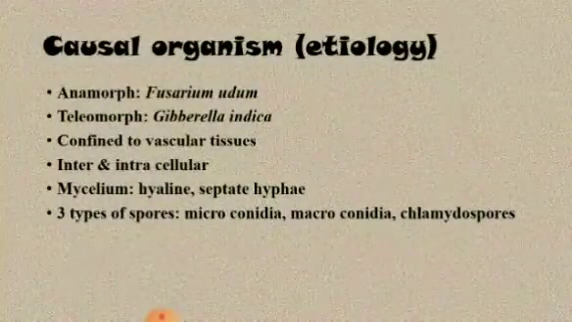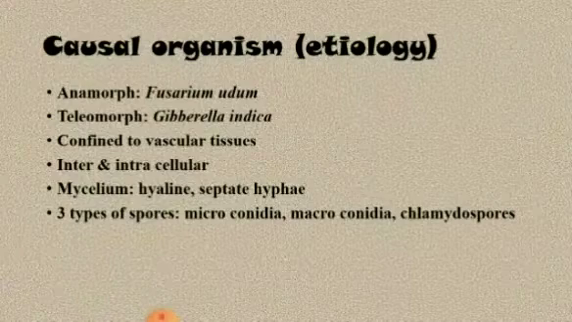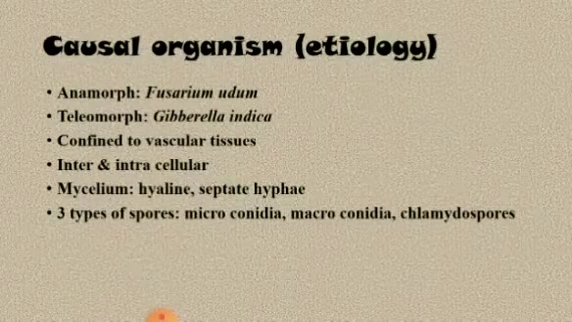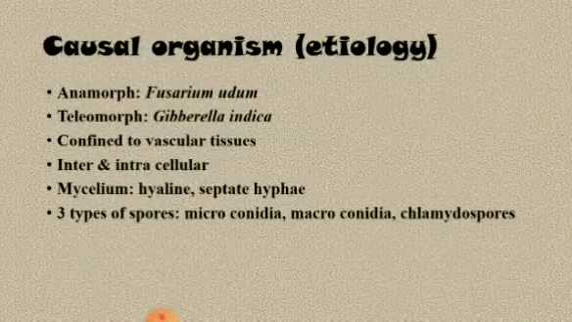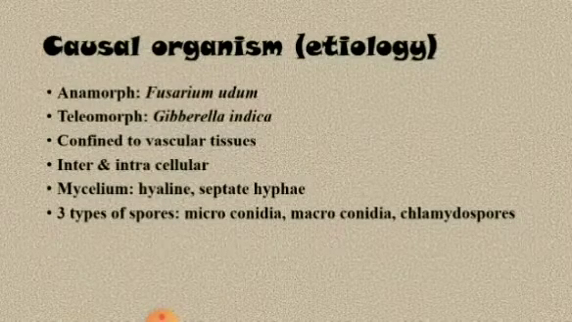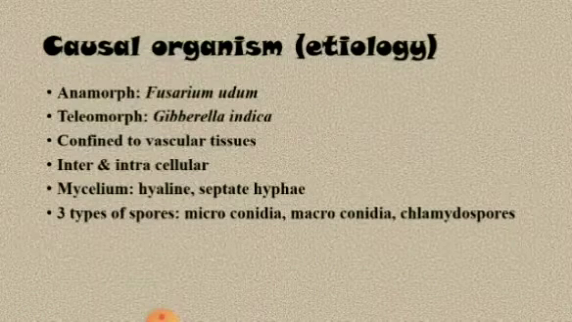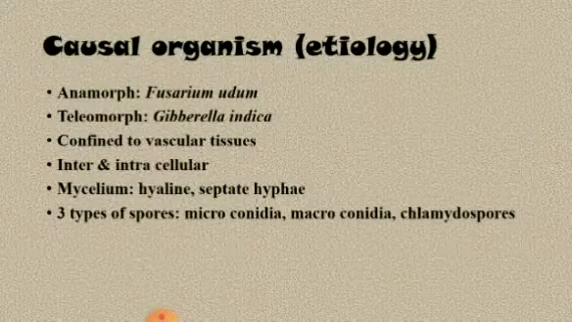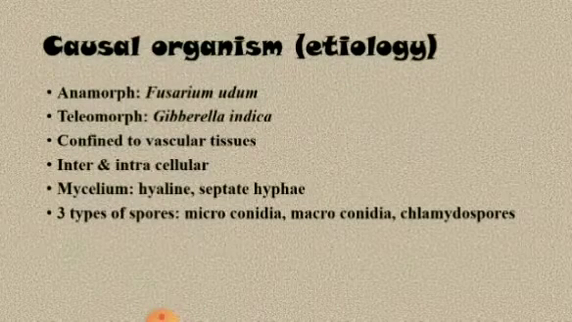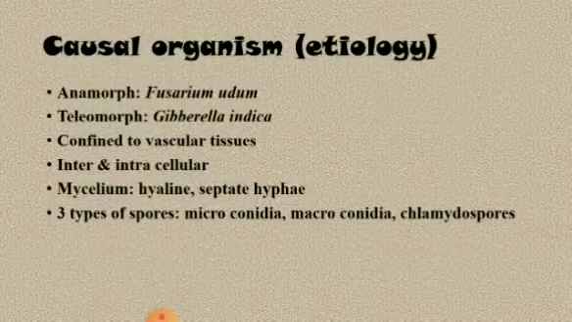Now we will be talking about etiology. Earlier, the teleomorph of Fusarium was not known and they were grouped under Deuteromycetes. But now their teleomorph is known and we group them under Ascomycota. The teleomorph here is Gibberella indica. They are confined to vascular tissues, that is, they infect xylem vessels. They can be intracellular or intercellular. The mycelium is hyaline and septate, obviously because they belong to Ascomycota, and they produce three kinds of spores. Fusarium usually produces microconidia, macroconidia and chlamydospores, but not in all cases.